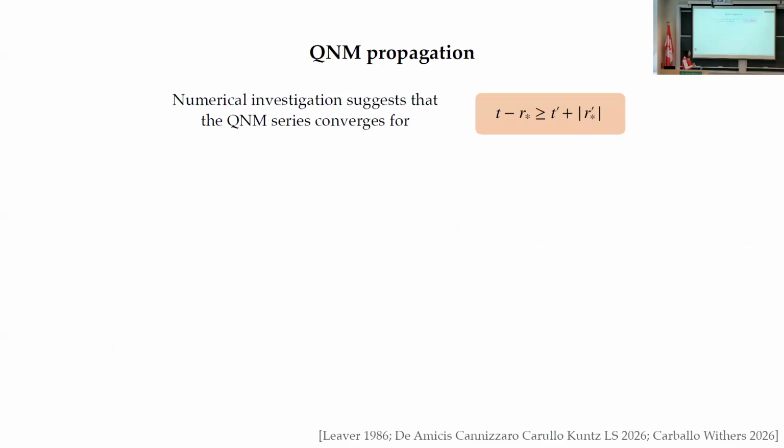But Leaver's series is a bit more complicated, especially if we want to determine a convergence condition at all values of the Green's function argument. So we don't want to use any asymptotic expansions at large r star prime or r star prime going to the horizon. We want a general condition. So we resorted to exploring this numerically, and we found that the condition is the one I wrote over there.